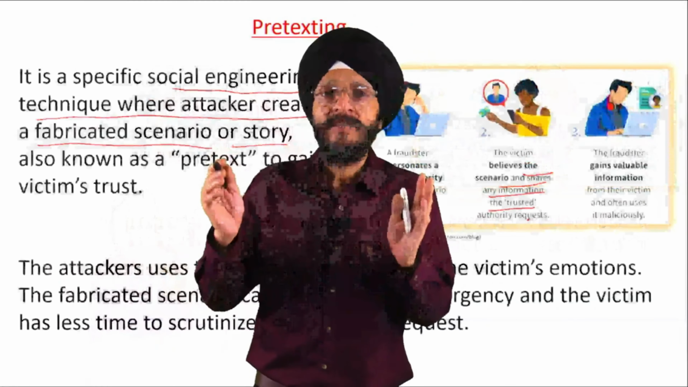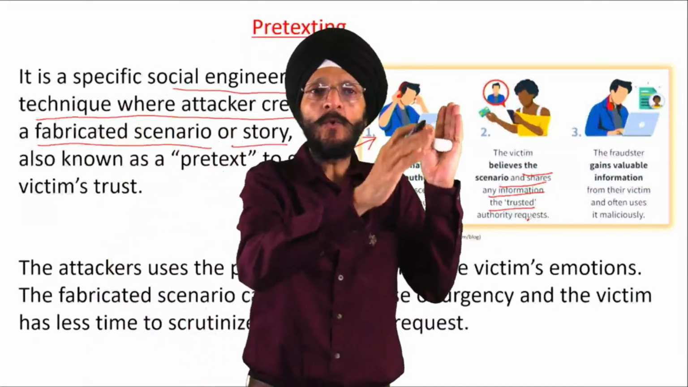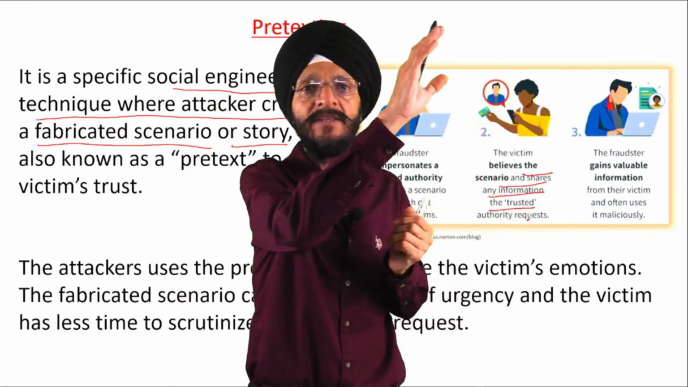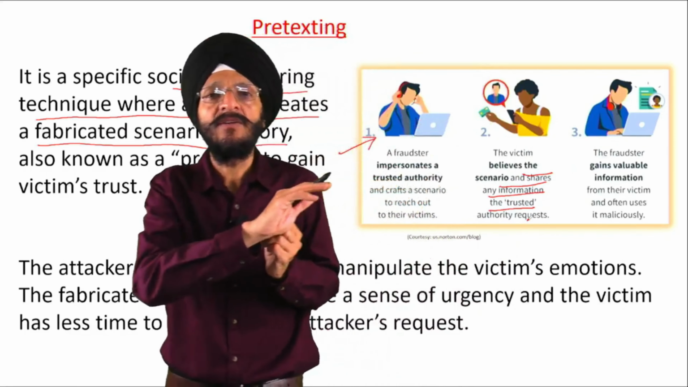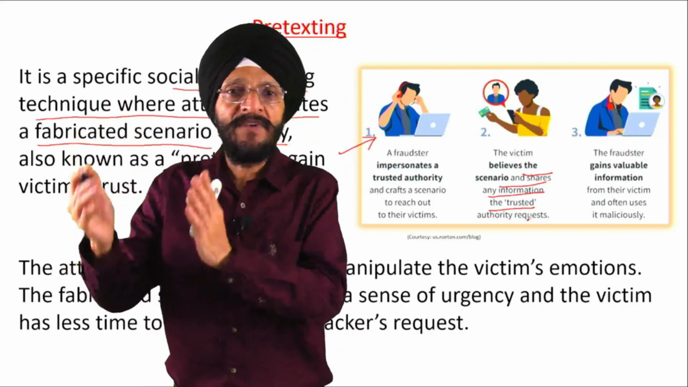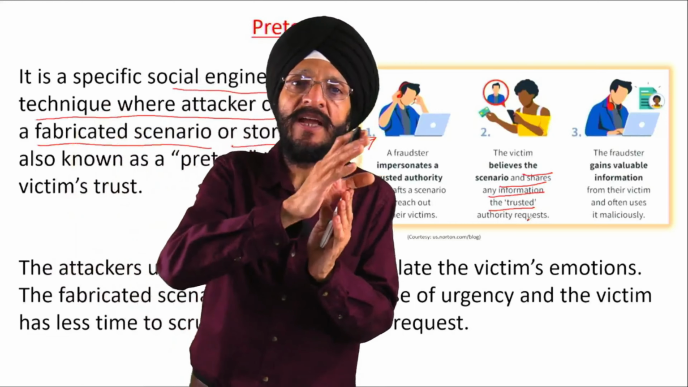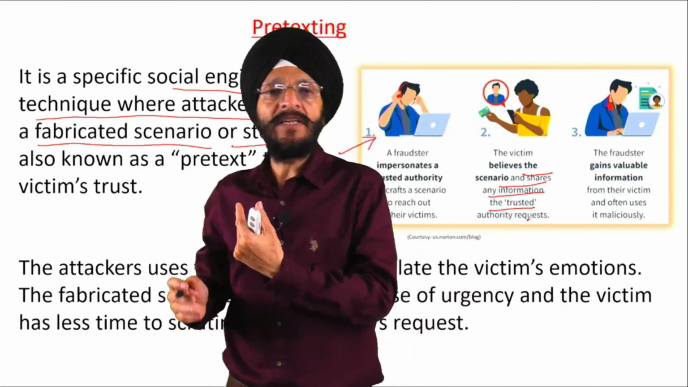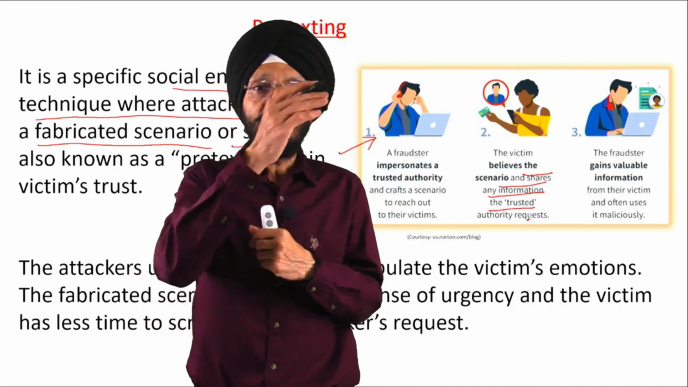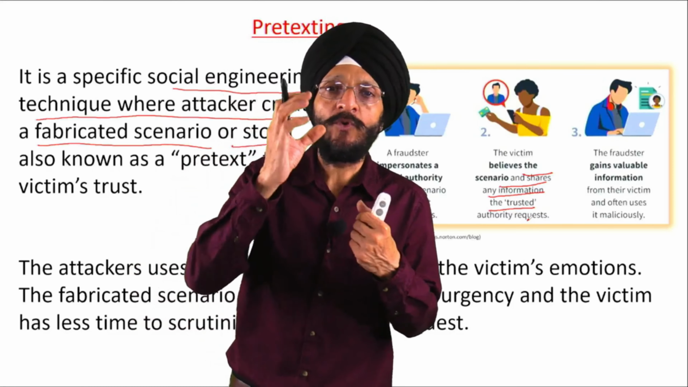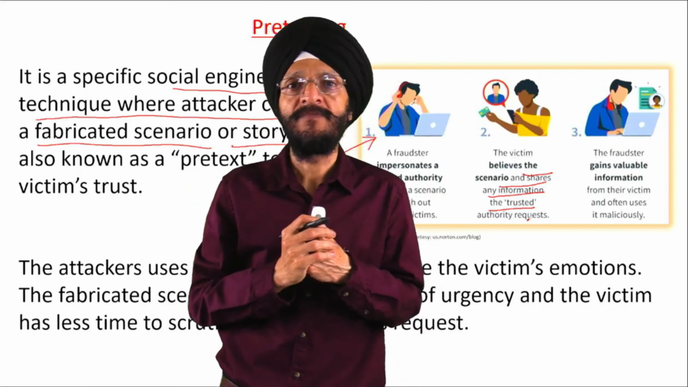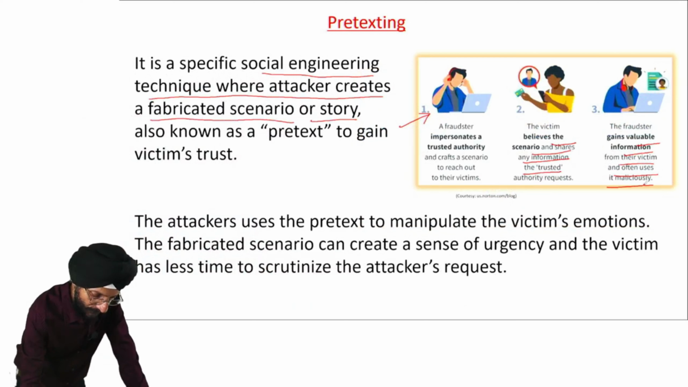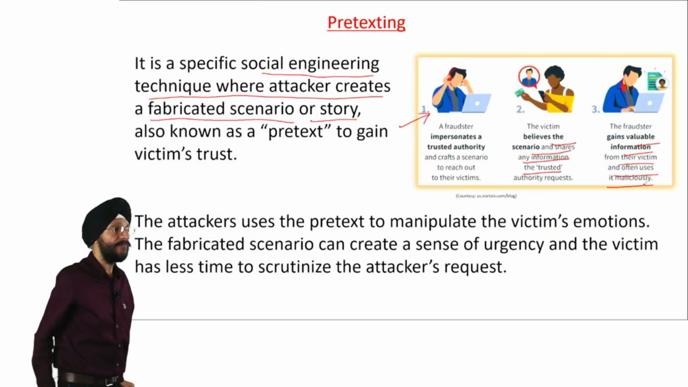That is, the victim trusts the person who is on the telephone call, and as required by the fraudster or the hacker, the victim tells all the information as asked for, because the victim believes that the person on the other side is from some trusted company. The fraudster gains valuable information from their victim and often uses it maliciously.